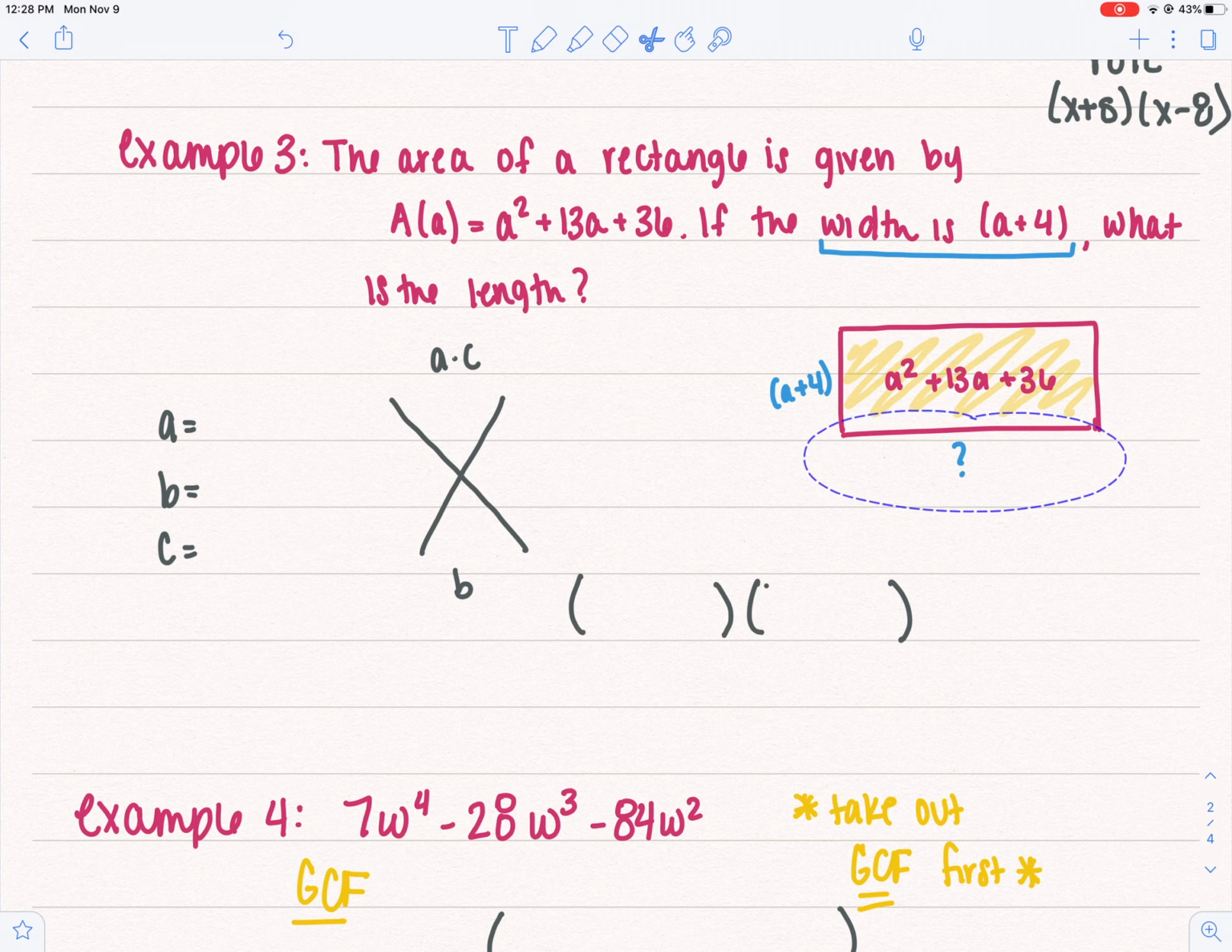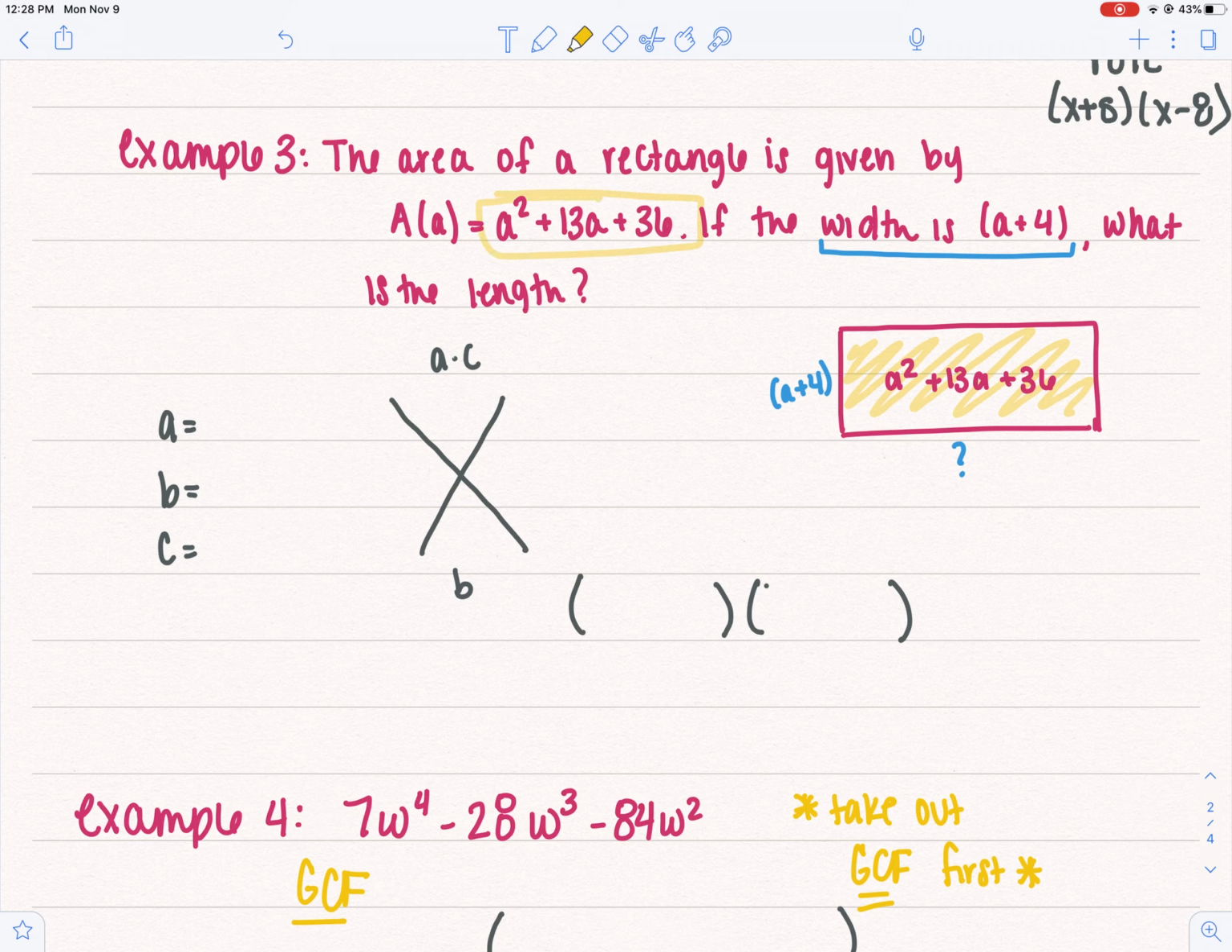length. Because we don't know how to solve it, we cannot actually find what a equals. You will learn that in Math 102. All we're looking for is what can I multiply a plus 4 by to get the area. So because area is length times width, I can go ahead and say, well, I know a plus 4 is going to be one of the factors. I'm looking for the other factor. So this is the thing I'm factoring.